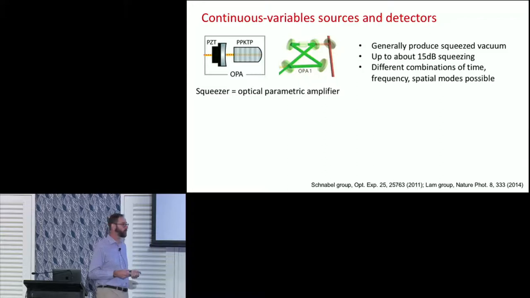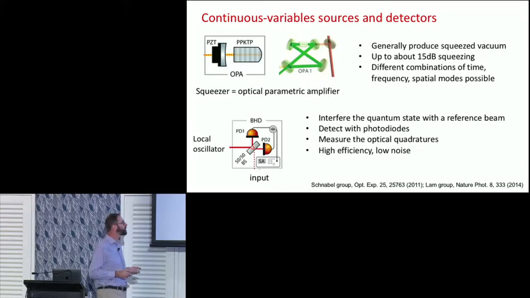Pick whichever one is most suitable for your applications. The low noise detection that I mentioned earlier is typically done by balanced homodyne detection. The idea is to take the quantum state of interest and to interfere it on a beam splitter with a local oscillator, which is typically a coherent state over which you have precise control. And then these are detected on high efficiency photodiodes.